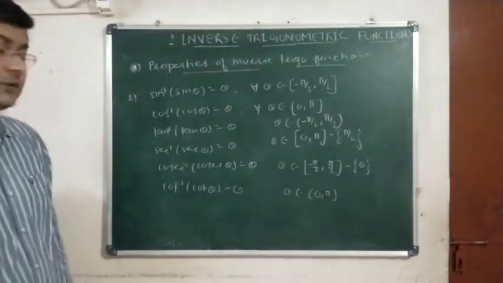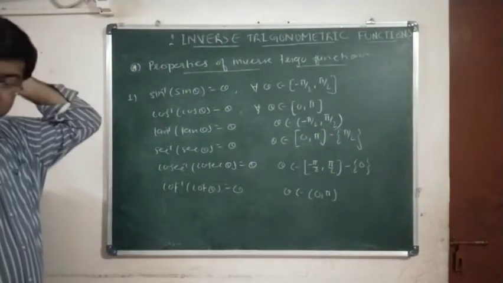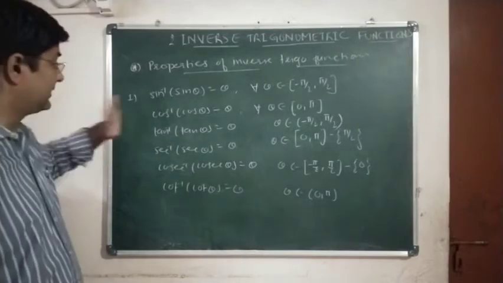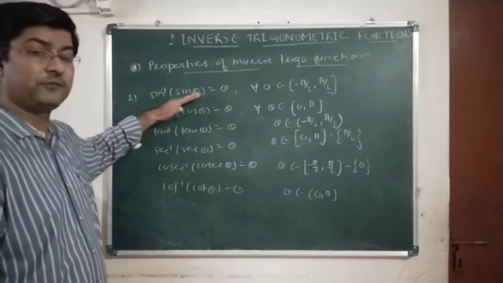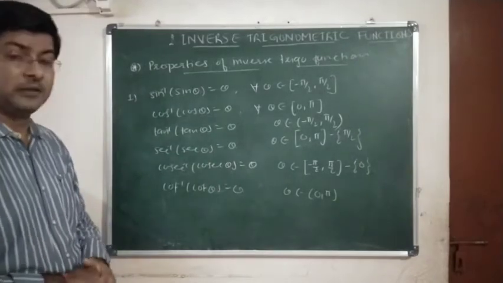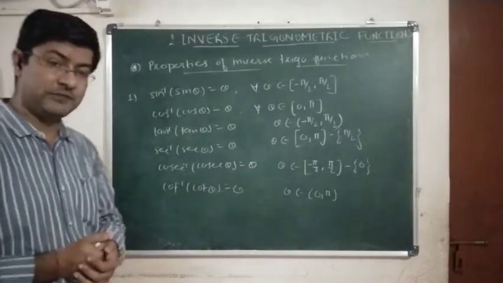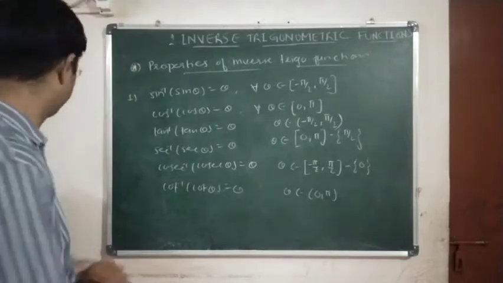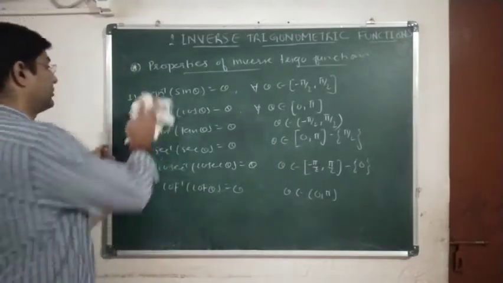Clear? So this is the first property. We have already seen in the beginning of the explanation that f inverse of f of x is equal to x for all x belongs to set A or domain. Yes or no? So on the basis of that property only this property is there. Clear? Now let us look at the second property.